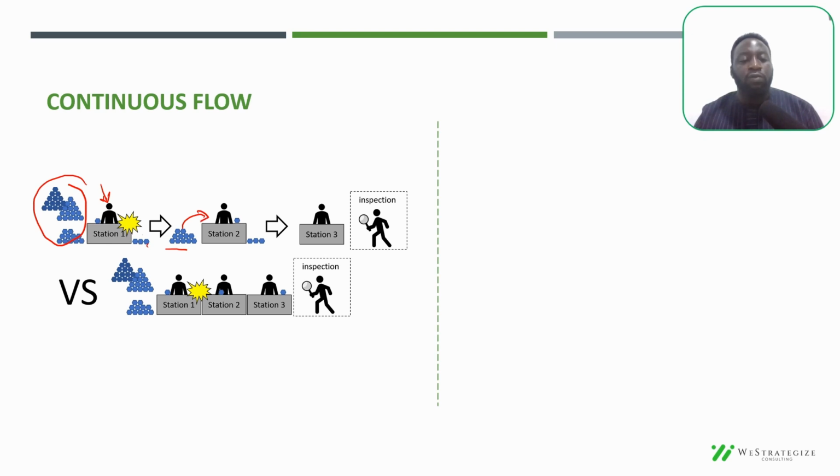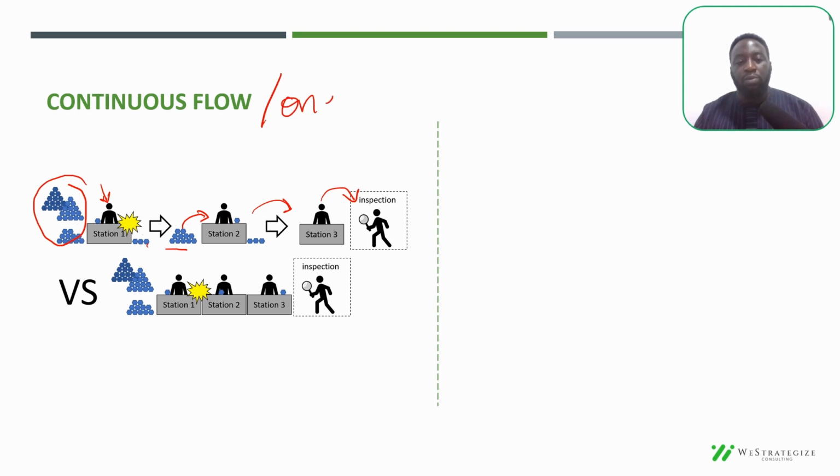Station 2 adds his own value to those 10. And then now again, look at why this guy is doing the 10. This guy is waiting, right? And then he has to finish that 10 before he sends to the next guy. And then the next guy does that 10 and then sends it for inspection, right? And then this person inspects the 10 of them, versus a continuous flow or a one piece flow.